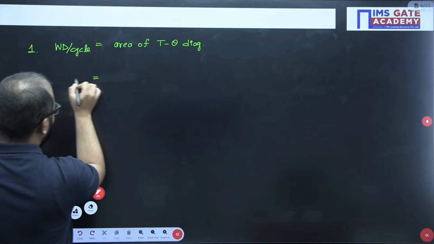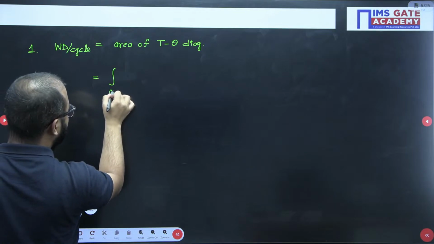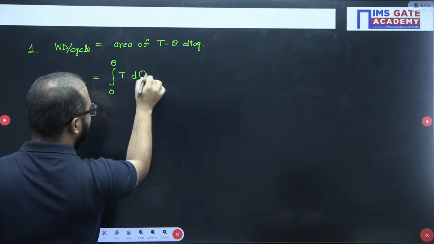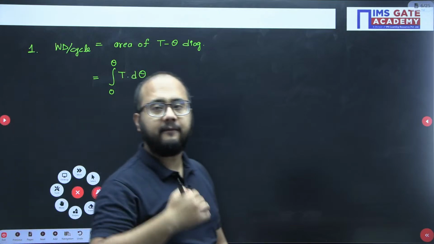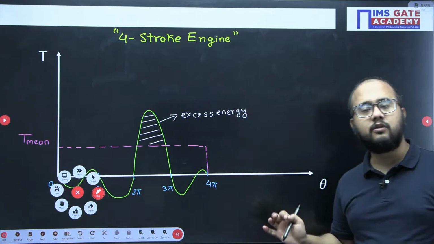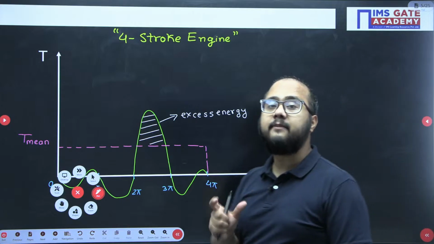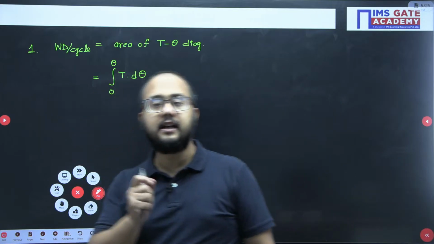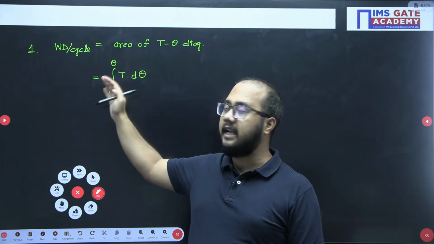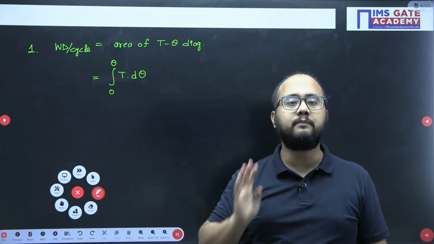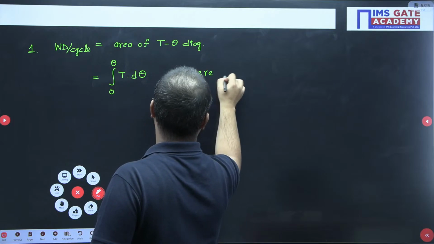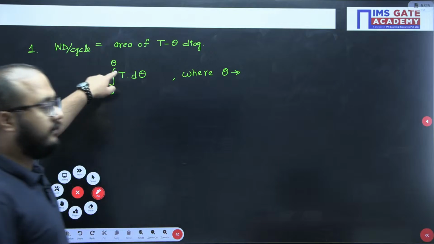Another way to calculate this work done per cycle is integration from 0 to theta. That theta will be the time period, obviously, because we should know at what angle the cycle is going to repeat. If I talk about this 4 stroke, after 4 pi again the cycle is going to repeat, right? So we need to know the time period. So 0 to time period T d theta, if I do, I will get the work done per cycle, where this theta is the time period.